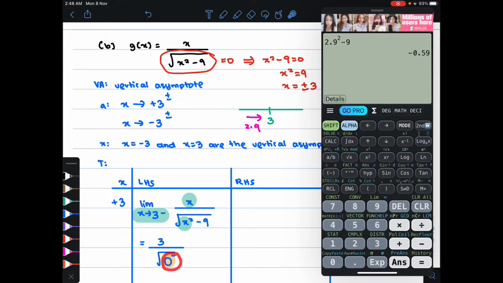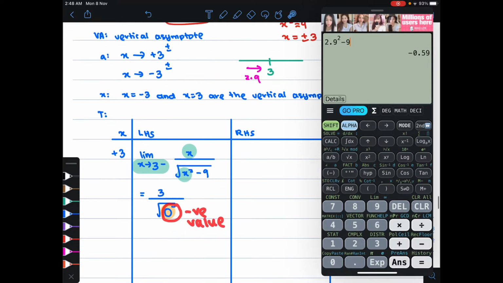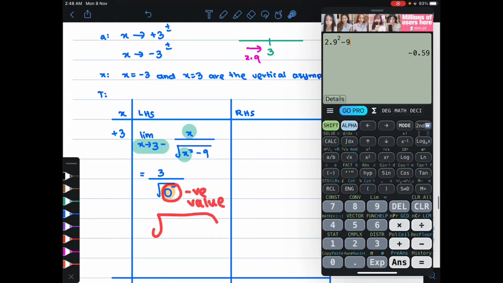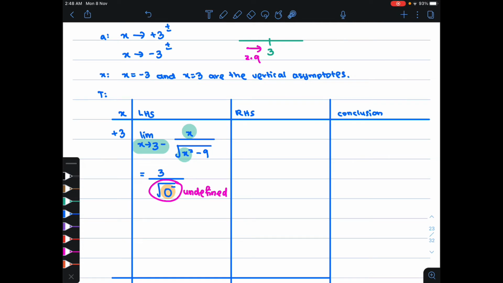Therefore, this is 0 minus. So, you know that this is a negative value, and a square root of any negative value is undefined. Therefore, our denominator will become undefined, and hence, there is no answer. So, for the left-hand side, there is no limit. Now, let's do the right-hand side. x is approaching 3 from the right-hand side.